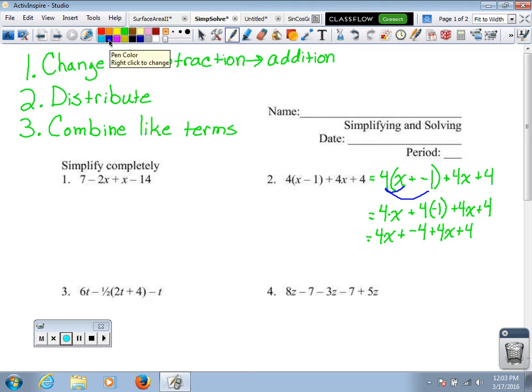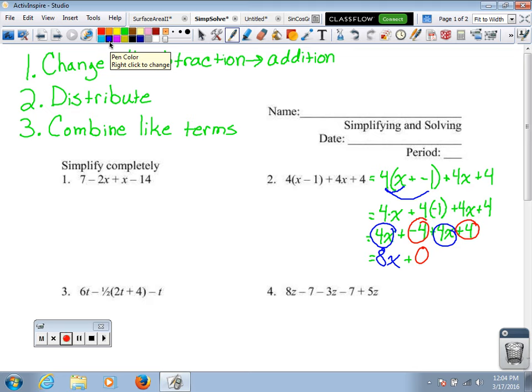Well, what like terms do we have? Beth? 4x and 4x is one set of like terms. And Beth, what will I get if I add 4x and 4x? I'll get 8x. Very good. Then, what else can I put together? Is there anything else I can put together? B. Very good. I can combine negative 4 and 4. And if I add negative 4 plus 4, B, what do I get? 0. Okay, now, what happens when you add 0 to anything?